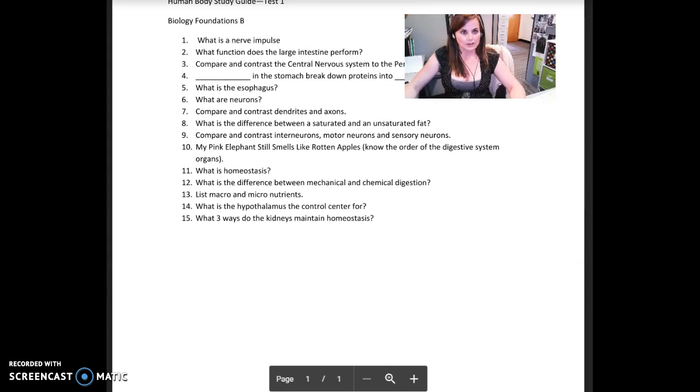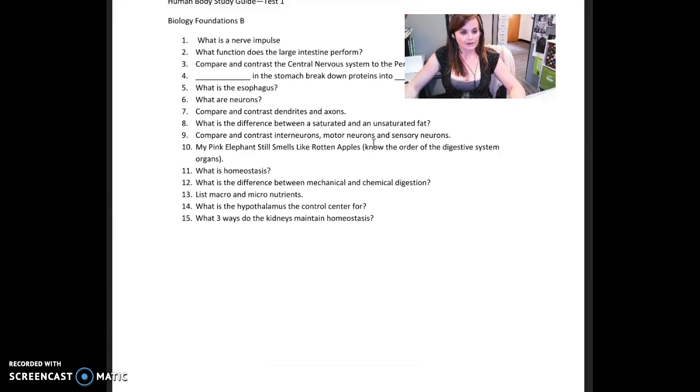As far as what they look like, saturated fats are solid at room temperature. Things like butter and lard are saturated fats. Even candle wax is considered a saturated fat. And then we have unsaturated fats, which are liquid at room temperature, like margarine, like oil, olive oil, and vegetable oils are liquid at room temperature. We already did the compare and contrast of the interneurons and the motor neurons and sensory neurons.